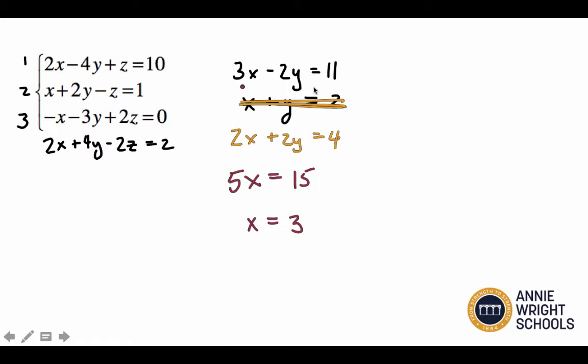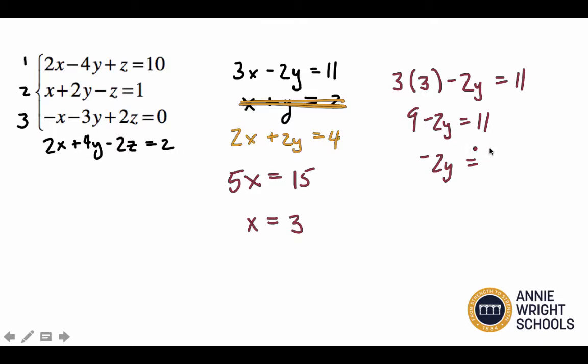I can now go back here and say, well, if x equals 3, 3 times 3 minus 2y equals 11. 9 minus 2y equals 11. Minus 2y equals, subtract 9 from both sides, 2. So y equals negative 1.